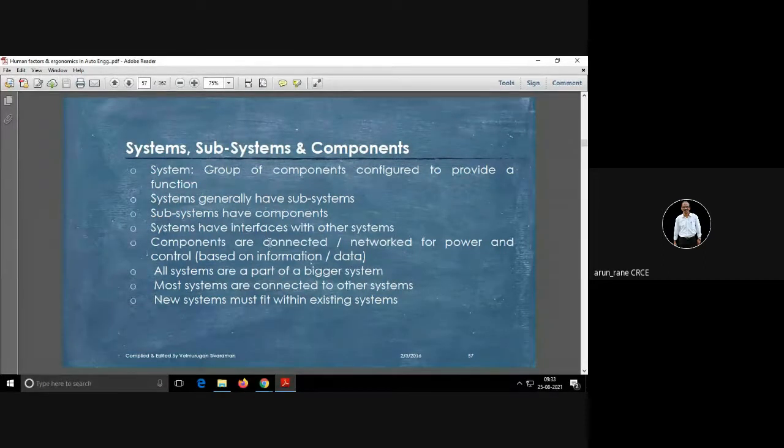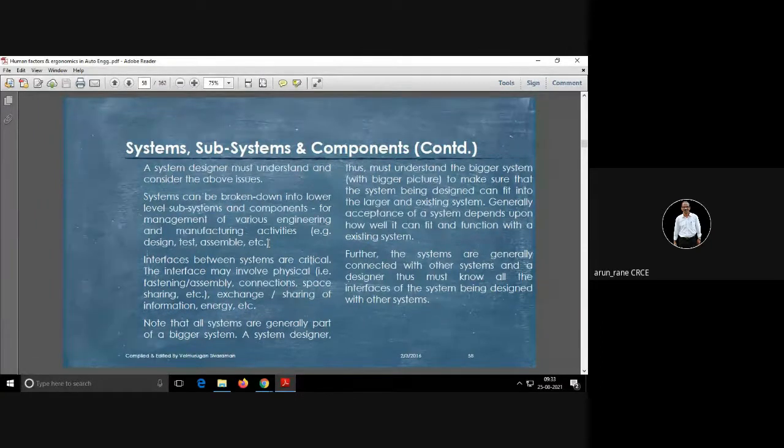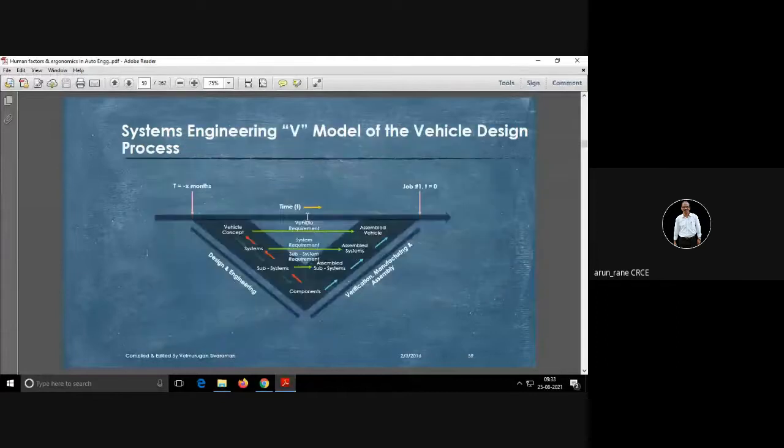Some slides I'll go through quickly because they won't be useful from an examination point of view. This is all the issues that an engineer has to consider. The focus of this is mainly on automobile ergonomics.